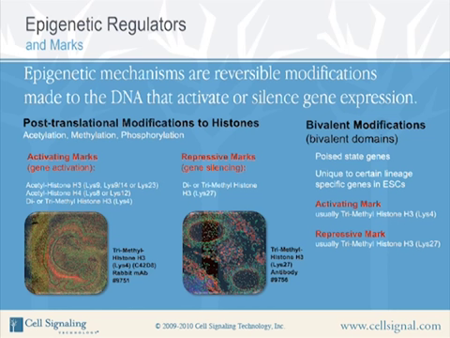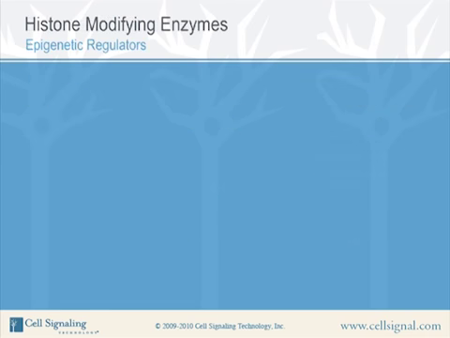H3 lysine 27. As differentiation occurs along a specific lineage pathway, the repressive mark for genes in that lineage is removed, and the activating mark remains. However, repressive marks for genes in other lineages remain present.